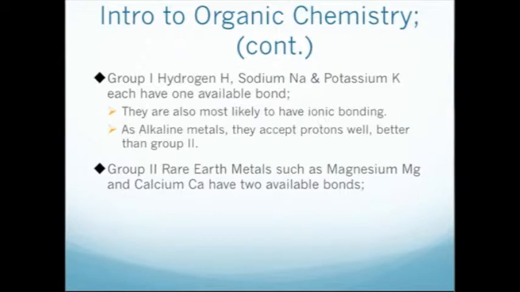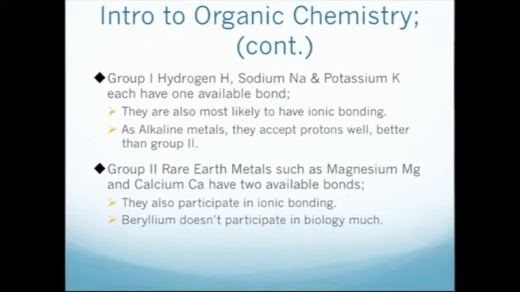Group 2 are known as the rare earth metals. Magnesium and calcium each have 2 available bonds, and they can also ionize and go to the Mg++ or the Ca++ form for their ionic bonding. Beryllium really does not participate very much in biology, so we're not going to worry about that.